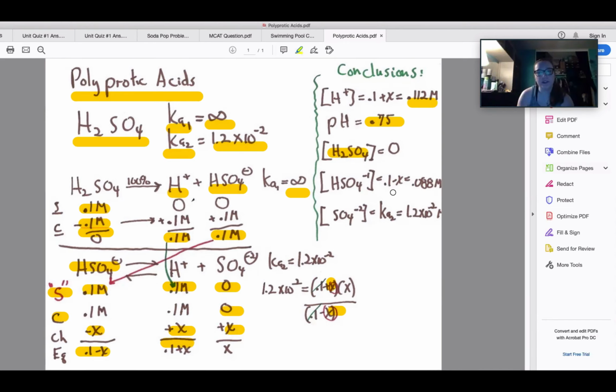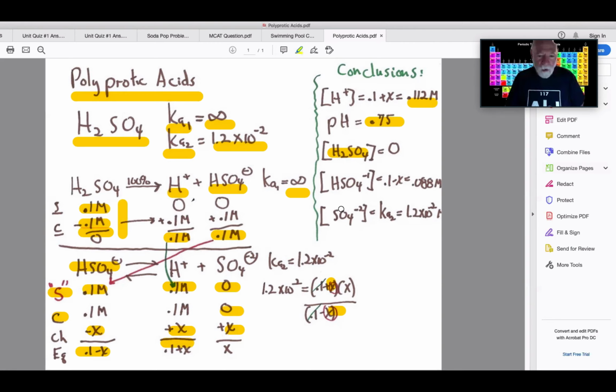Why was the other one 0, Professor? The one before? Why is the sulfuric acid 0 here? Is it just because it's breaking up? Because notice in step 1, it broke up 100%. You lose all the molecules. So look over here. It was 10th molar to begin with. We used up all 10th molar. So it's 0. Okay, thank you.